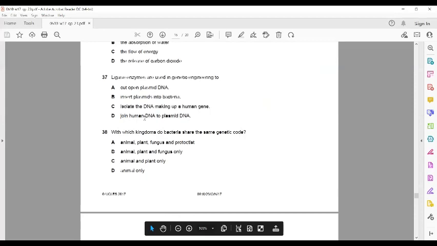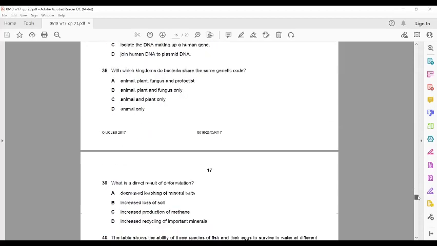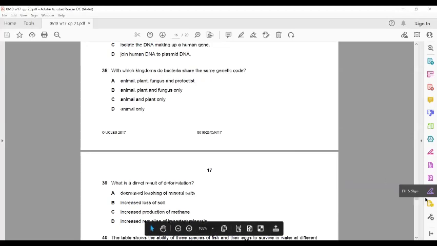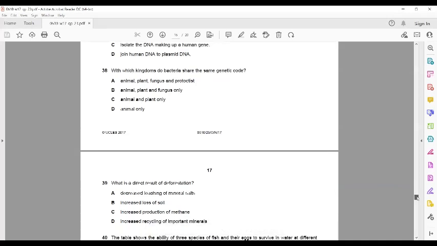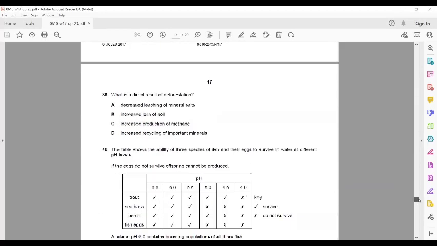The answer is to join human DNA to plasmid DNA. Join them together. 38: with which kingdom do bacteria share the same genetic code? It can be animal, plant, fungus, protist. So 38, the answer is all of them. Animal kingdom, plant kingdom, fungus, protist, they all share together.